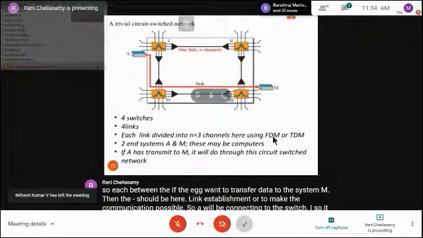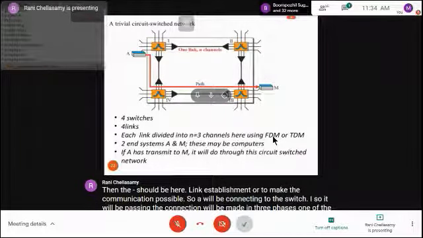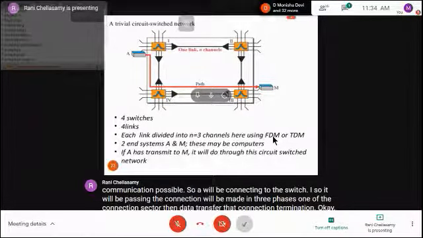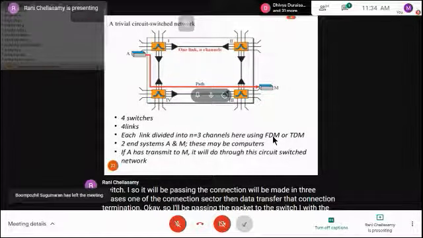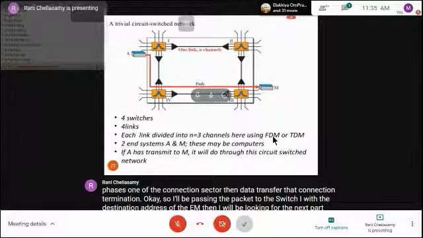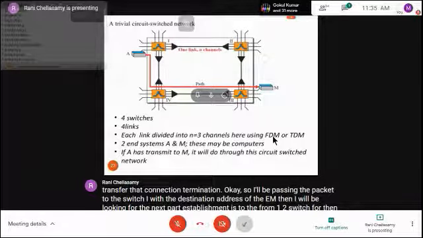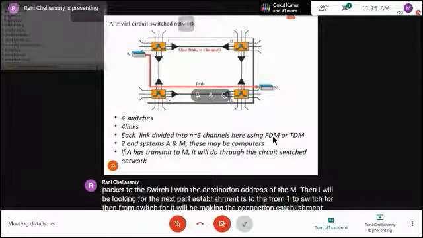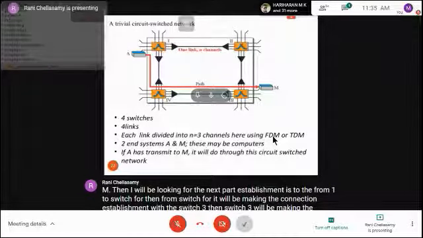A will pass the packet to switch I with the destination address of M. Then switch I will look for the next path, from switch 1 to switch 4. Then from switch 4, the connection is established with switch 3, and switch 3 will make the connection with the destination system M. A will then transfer the data with the destination address.